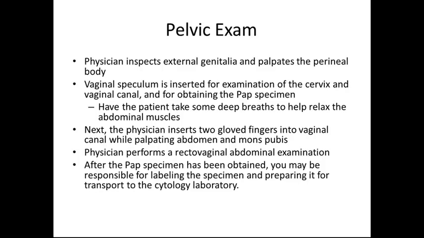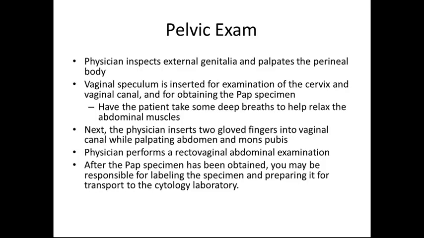Physician inspects the external genitalia and palpates the perineal body. The vaginal speculum is inserted for examination of the cervix and the vaginal canal and for obtaining the Pap specimen. Have the patient take some deep breaths to help relax the abdominal muscles. Next, the physician inserts 2 gloved fingers into the vaginal canal while palpating the abdomen and the mons pubis. The physician performs a rectovaginal abdominal examination.